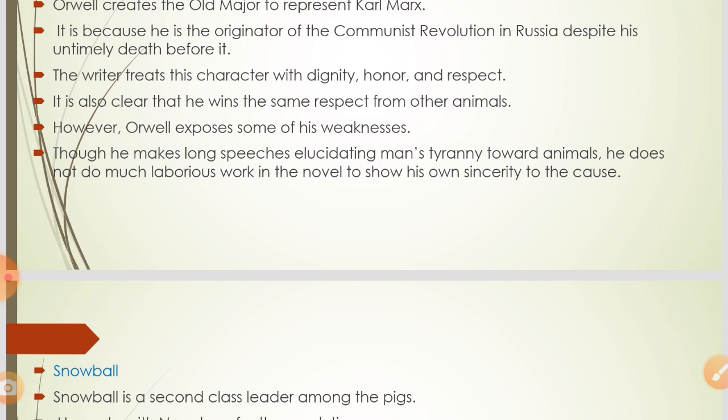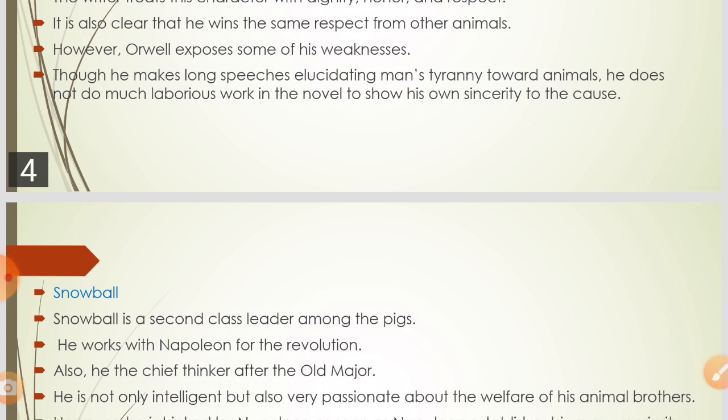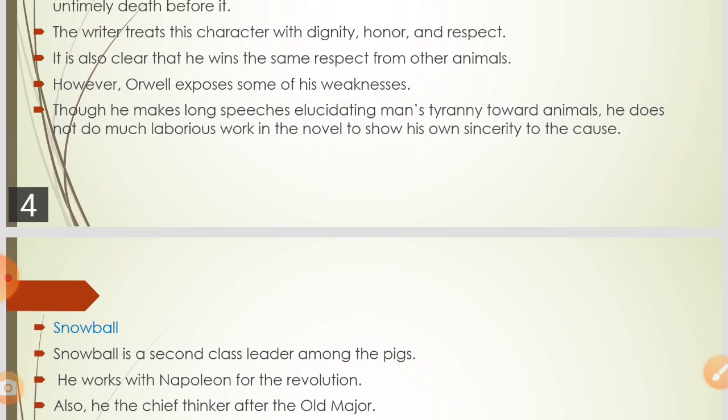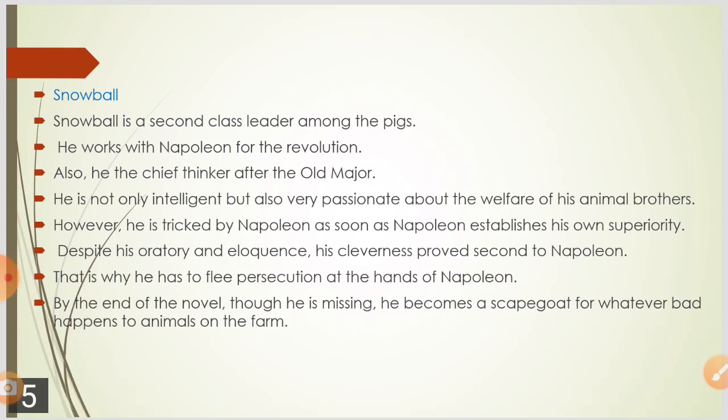Orwell shows some weaknesses of the character Old Major in the novel. Though he makes long speeches elucidating man's tyranny toward animals, he does not do much laborious work in the novel to show his own sincerity to the cause.